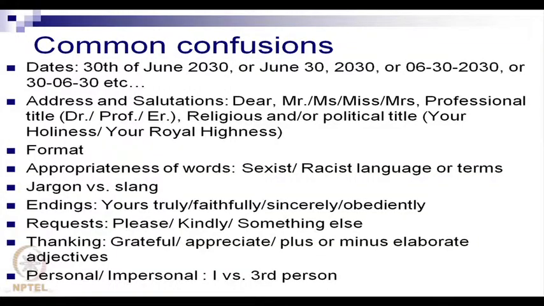Common sources of confusion in written communication: dates. Do you write 30th of June 2030? Do you write June 30, 2030? Do you write 06302030 or 300630, etc.? How do you write the date? Practical confusion. Depending on the place that you're in, depending on how they write things, you need to write according to them. I have noticed that in the United States specifically, they write the month before the date. And so, if that is the method being followed, please follow that.